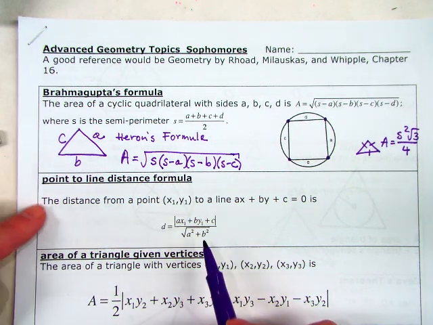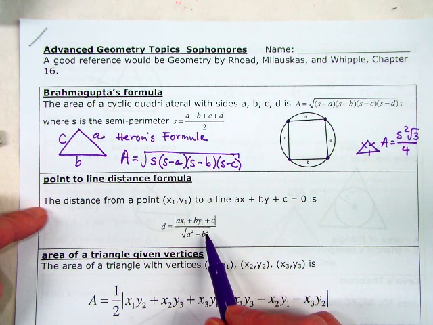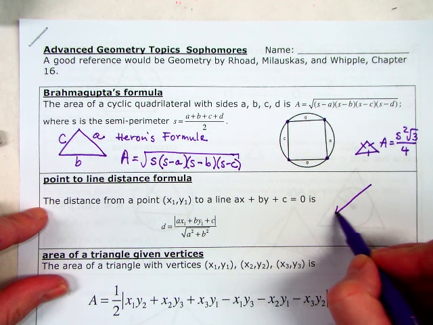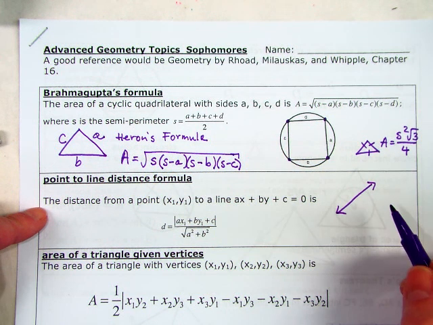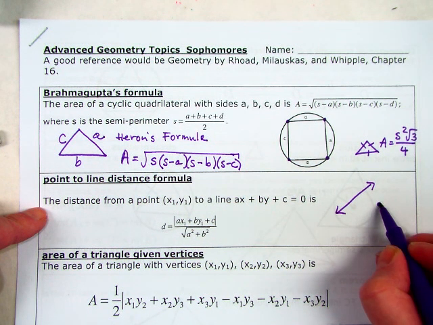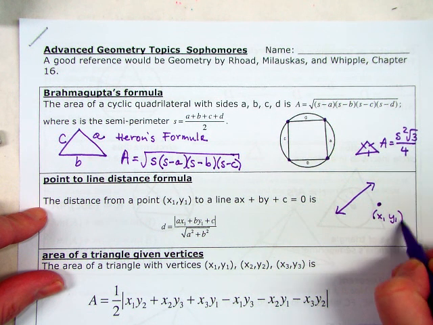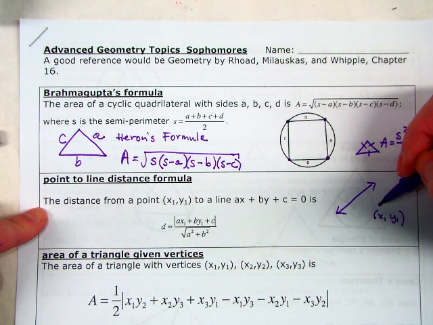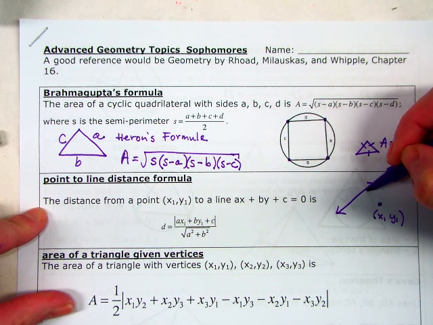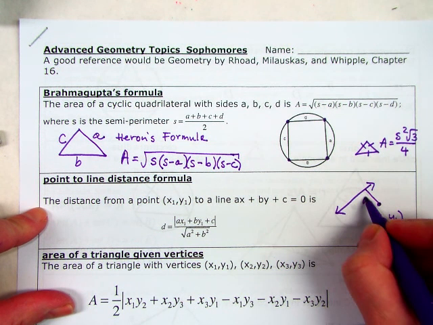Now, point to a line. If you have a line graphed on the coordinate plane, and we pick a point, let's say this point is x1, y1. What Katie was saying, you could find the slope of this line, do the perpendicular slope, but that's actually more work. There is a formula that allows you to find the distance here.